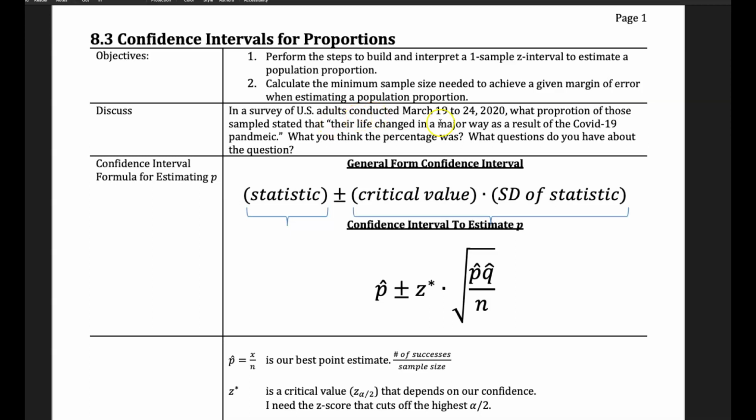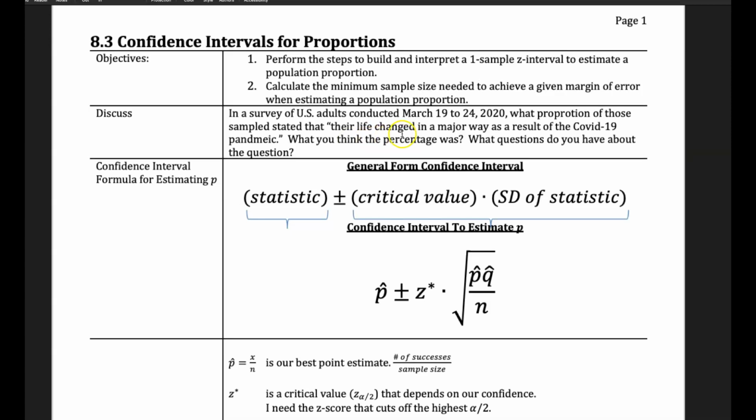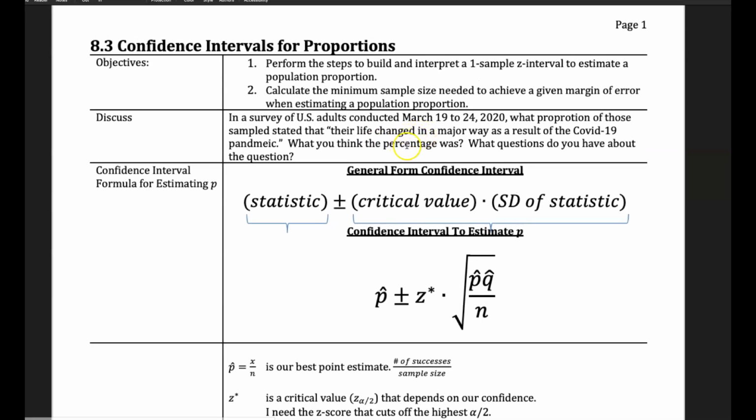In a survey of U.S. adults conducted last month, what proportion of those sampled stated that their life changed in a major way as a result of the COVID-19 pandemic? We can never ask the full population, so one way we would try to answer that question is through a sample. We would do a survey, collect data. What do you think the percentage would be? What questions do you have about that question?